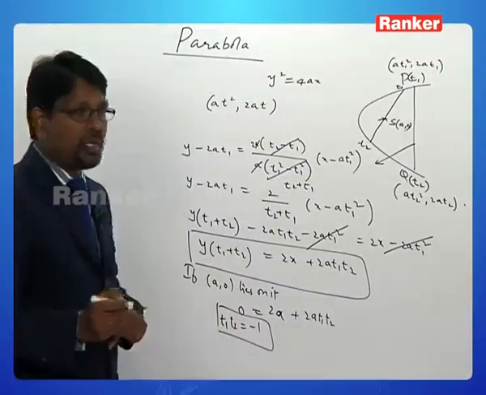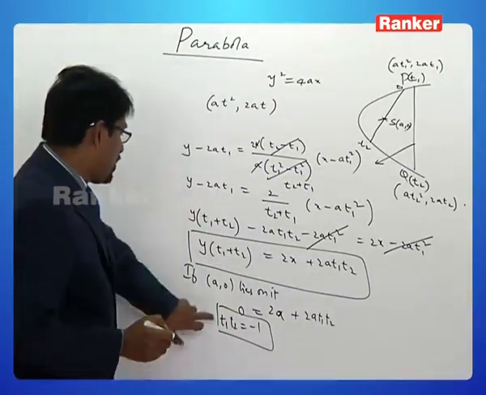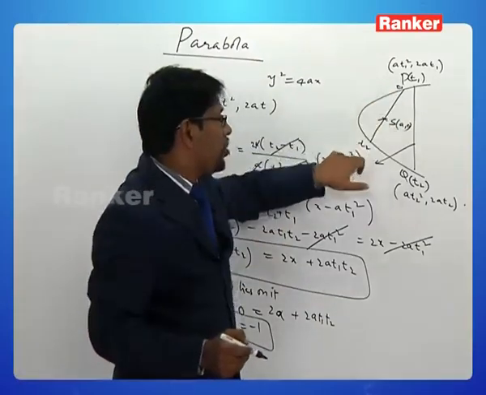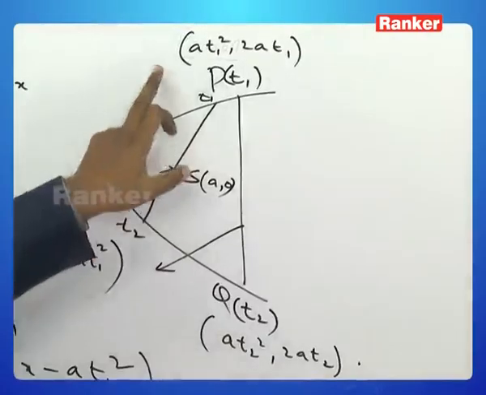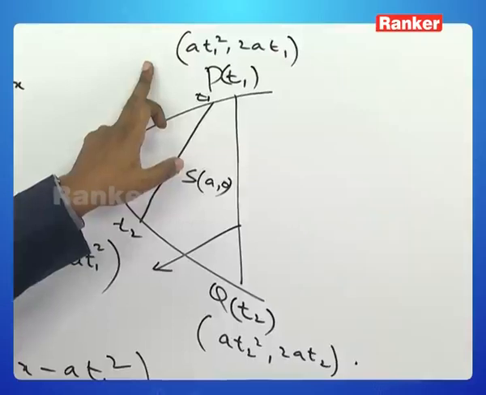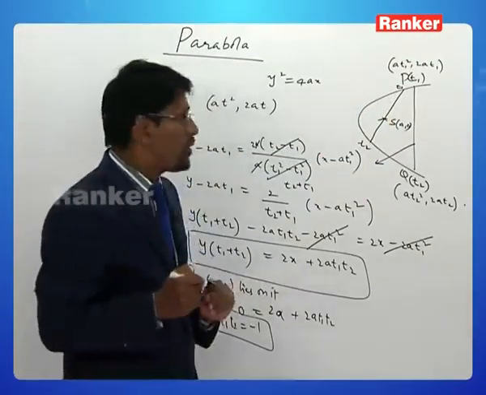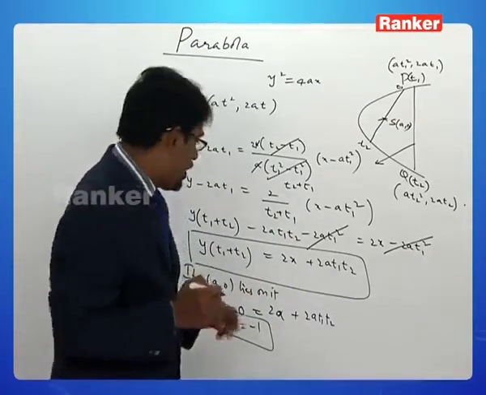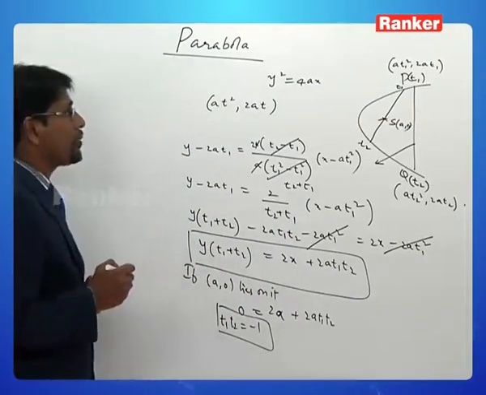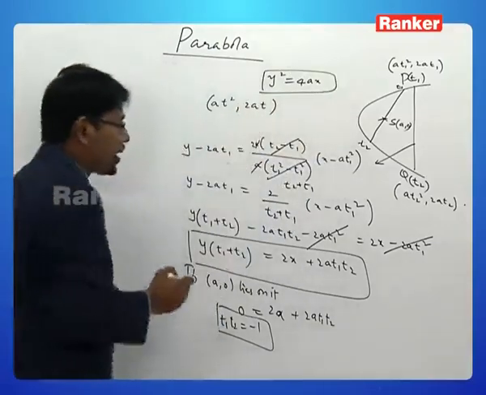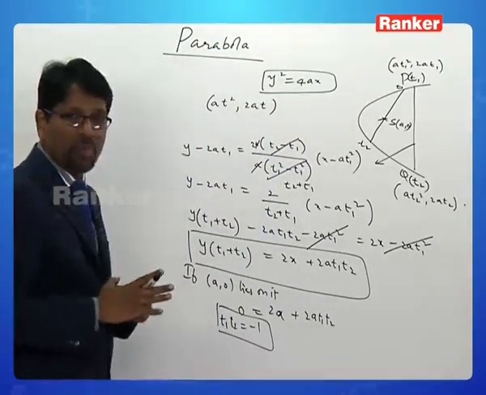So this is the condition for t1 and t2 to be the parametric values of the extremities of a focal chord. So what is it? The product of the parametric values of the extremities of a focal chord has to be equal to minus 1 here. So when it is in the standard form y square equal to 4ax, we have this relationship.